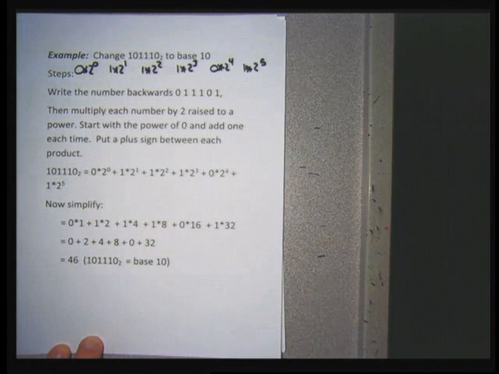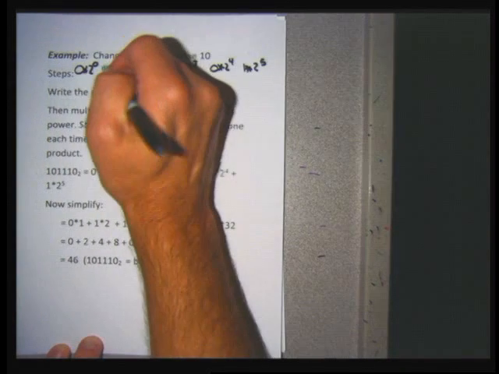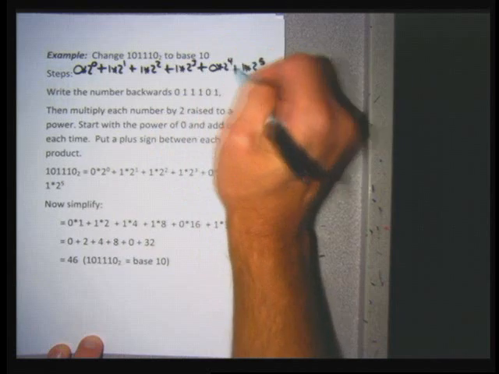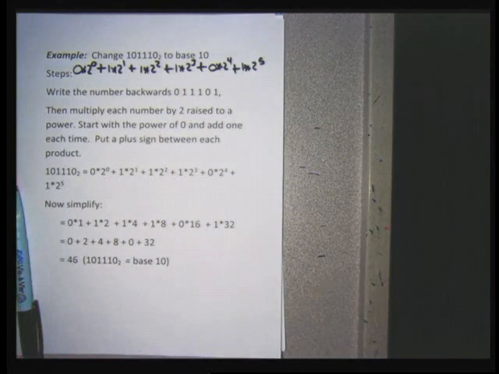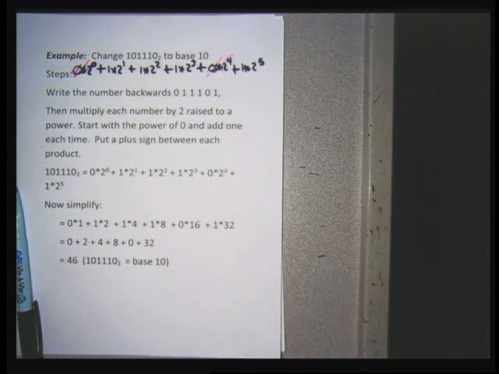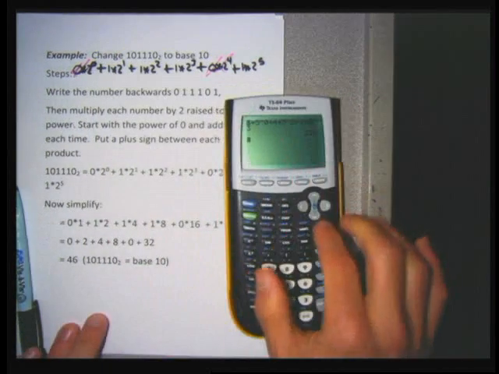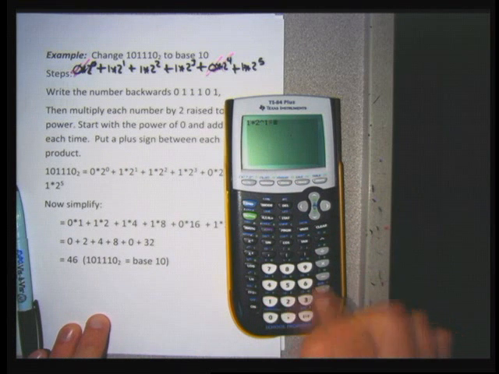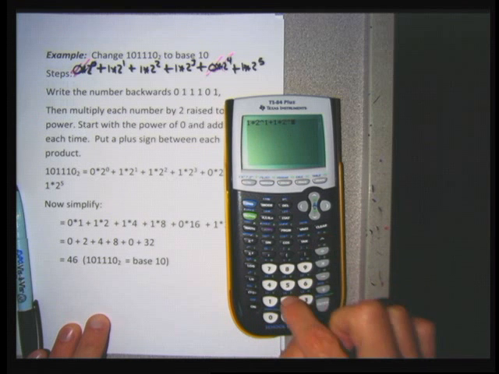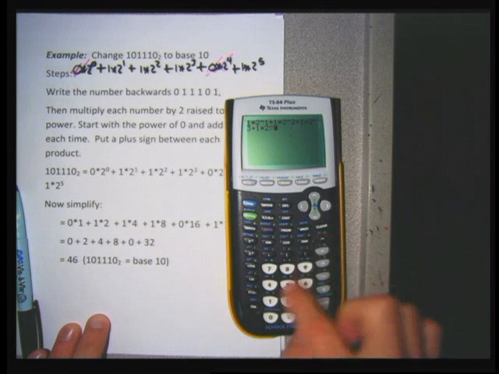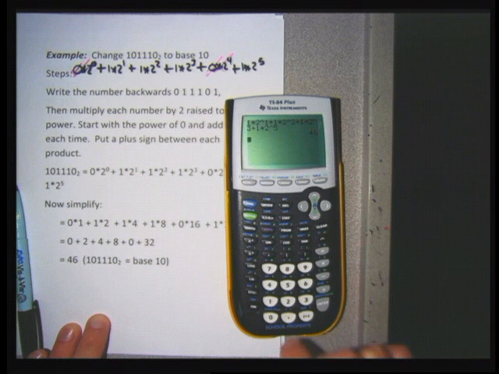So that's what it's going to equal once I get the plus signs between. So plus, plus, plus, plus, plus. Use my calculator. I'm not going to do the zeros on my calculator because those are equal to 0. So I'm going to enter the non-zero part. Clear this out and go 1 times 2 up arrow 1 plus 1 times 2 up arrow 2 plus 1 times 2 up arrow 3 plus 1 times 2 up arrow 5, and I get 46.